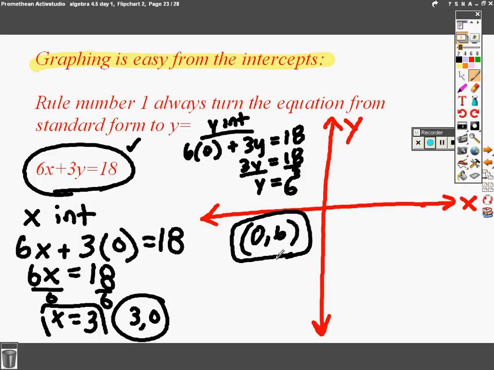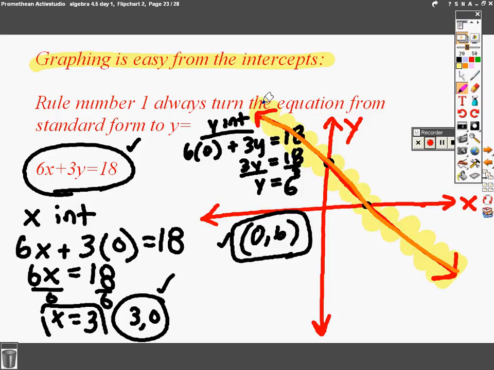Well, now watch how easy it is to graph. If I graph this point and graph this point, 3, 0 is right here, 0, 6 would be right here. Well then, since I have 2 points, I'm able to draw a line with a ruler through them, and this line, let's go ahead and highlight it in yellow so you can really see it. This line right here is the line that you get from this particular equation. And I know that because I was able to find this intercept and this intercept. And when you have 2 points, you're really able to graph them.